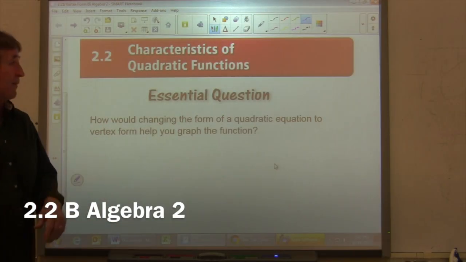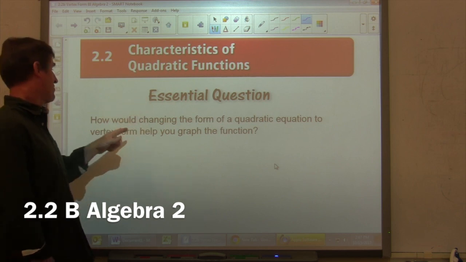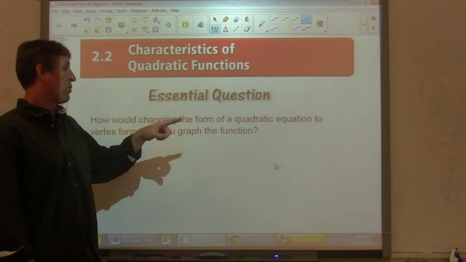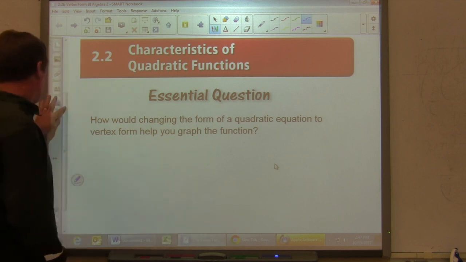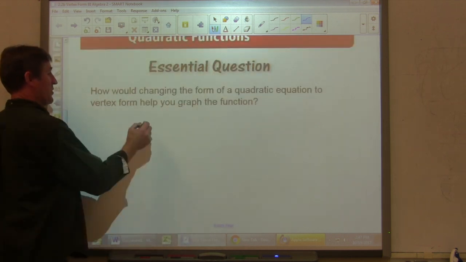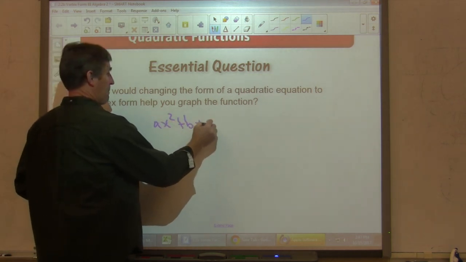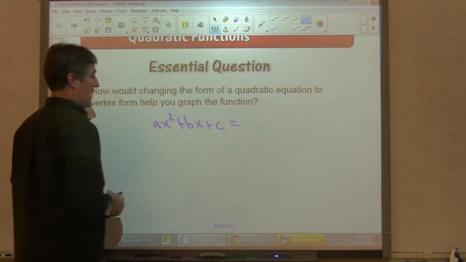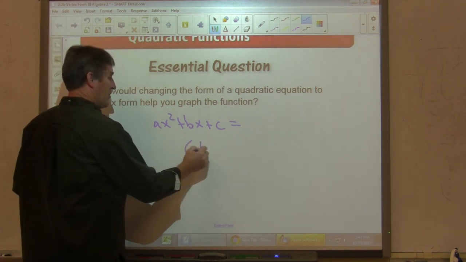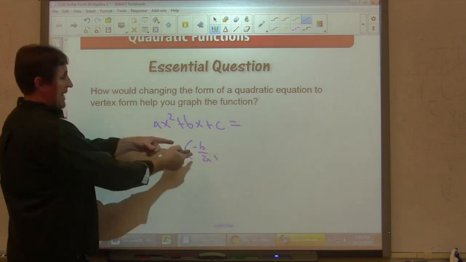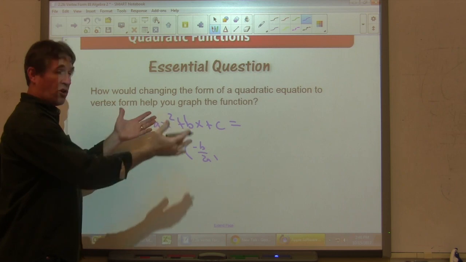Okay, this is going to be the second day we spent on 2.2, and today we're going to look at our essential question, which is how would changing the form of a quadratic equation to vertex form help you graph the function? If you remember, in the first section we took things that were in standard form and found the vertex by doing negative b over 2a, then took that value and plugged it in to find the y value of the vertex, and then we can make a chart and graph it.